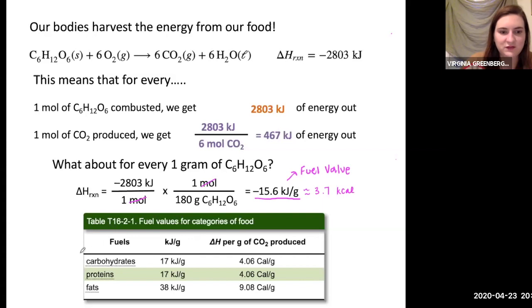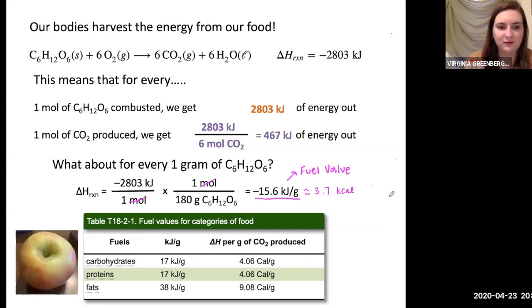And so here they kind of generalize what a carbohydrate means, and they say the fuel value is about 17 kilojoules per gram, which is pretty close to what we calculated for sugar. And then they can figure out how much energy we get in terms of calories for every gram of CO2 that's produced by consuming these different types of food. And then I don't know about you all, but one of my favorite foods are apples.